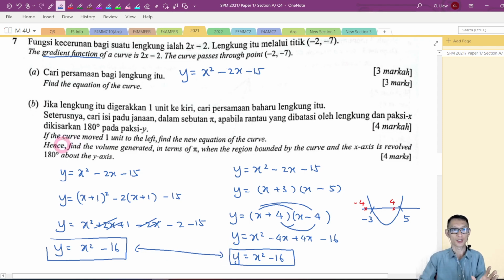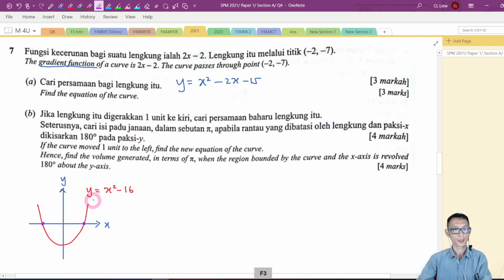Okay, now let's go to the second part. Now we want to find the volume generated in terms of pi when the region bounded by the curve and the x-axis is revolved 180 degrees about the y-axis. Okay, so this is a graph for y equals x squared minus 16. We want to find the volume generated when the region bounded by the curve here and the x-axis, which means here, is revolved 180 degrees about the y-axis.